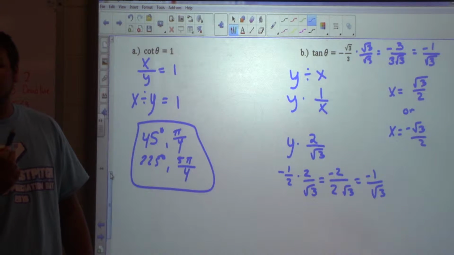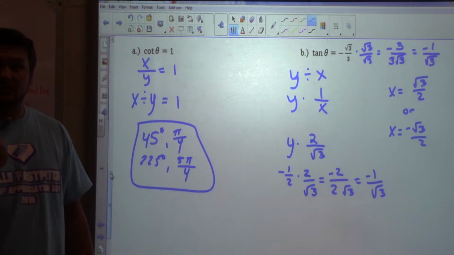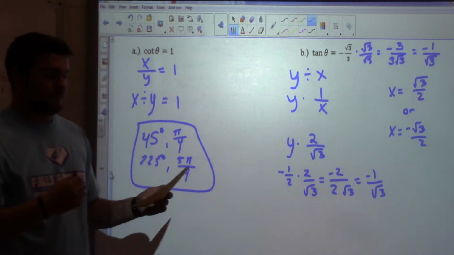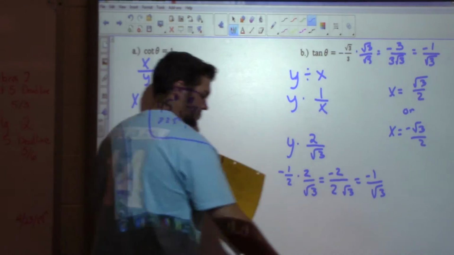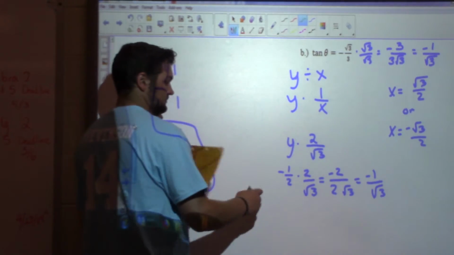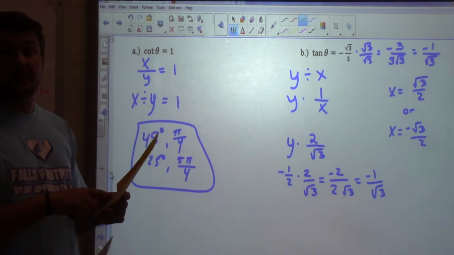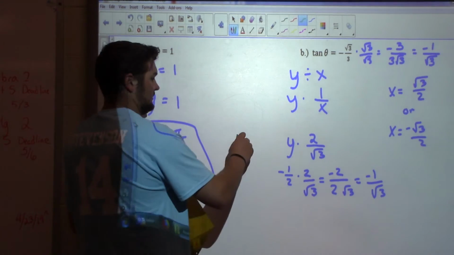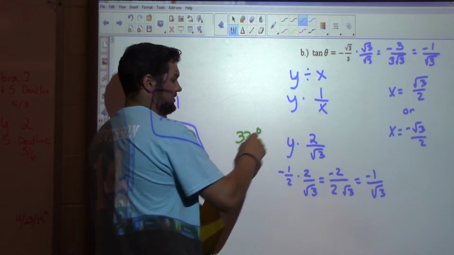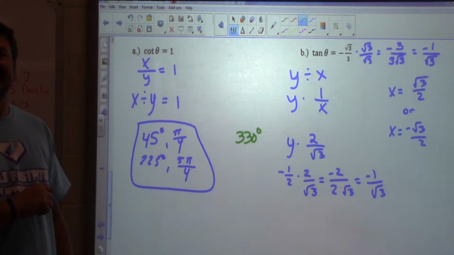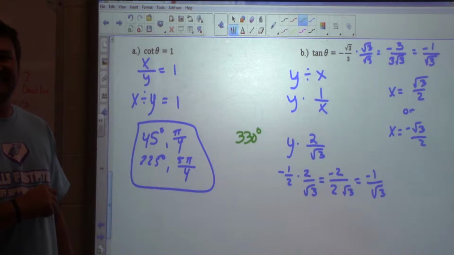Does that make sense? So what is that value, Patrick? Where is x square root of 3 over 2 and y negative 1/2? 150 and 330. Well, 330, right? 330, that's the only one. So 330 degrees is one value.